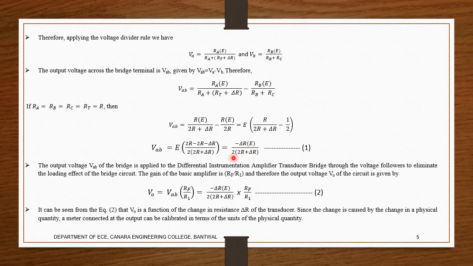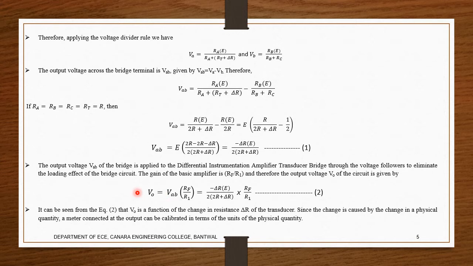So we can simplify. 2R minus 2R gets cancelled, leaving minus delta R into E divided by 2 into 2R plus delta R. This is the actual VAB of the differential instrumentation amplifier transducer bridge, which we have calculated from the bridge connection.